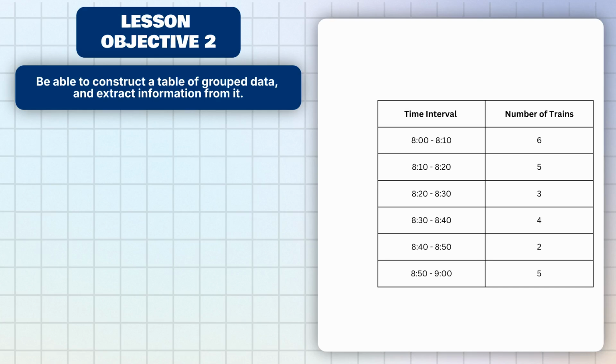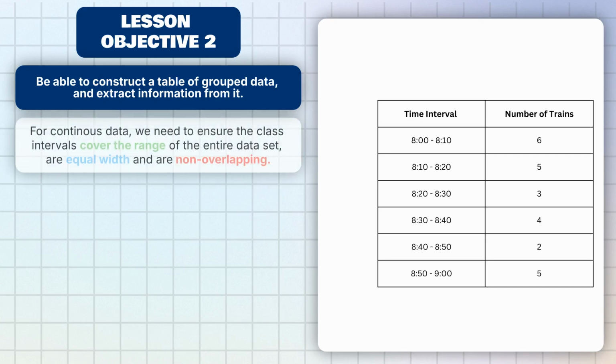Let's discuss more about how to construct our intervals for continuous data. We want to make sure the intervals have the following features. First, the intervals should cover the entire range of data. Second, all intervals should be of the same width for consistency. For example, in the table on the right, all of the intervals are 10 minutes. Third, intervals should be non-overlapping, so each data value should belong to only one interval.